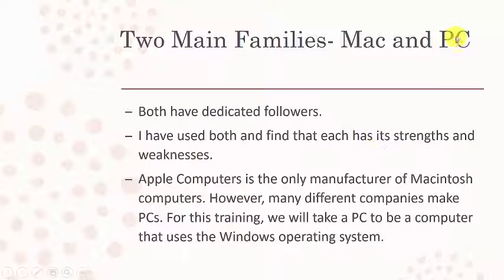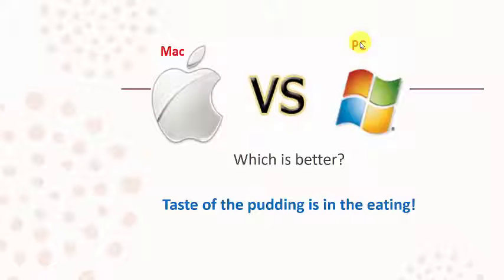But you see, the PC is manufactured by several other companies. The major difference being that the machine that uses the Windows operating system is typically known as the PC, and the one that uses the iOS, the Apple operating system, is the Mac. You can easily differentiate them.